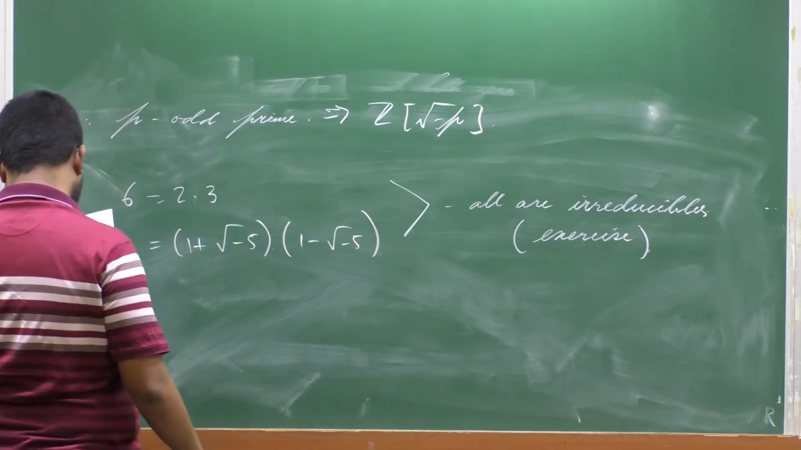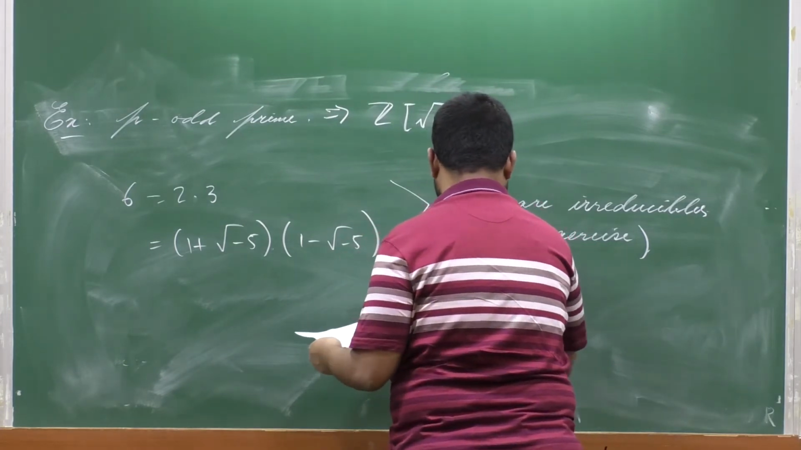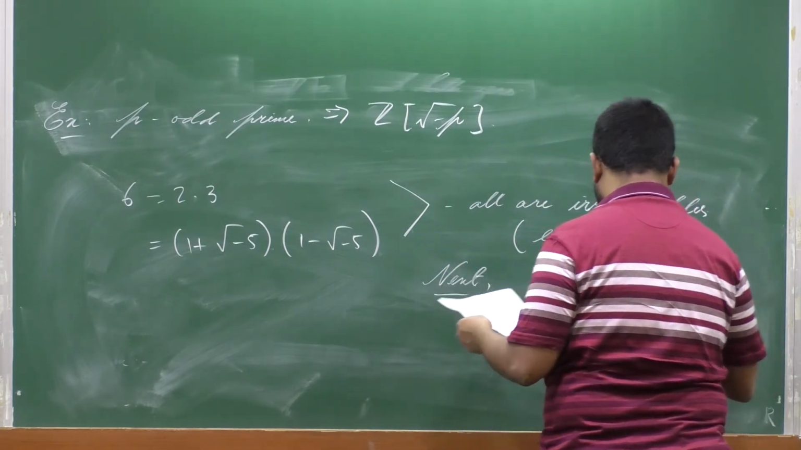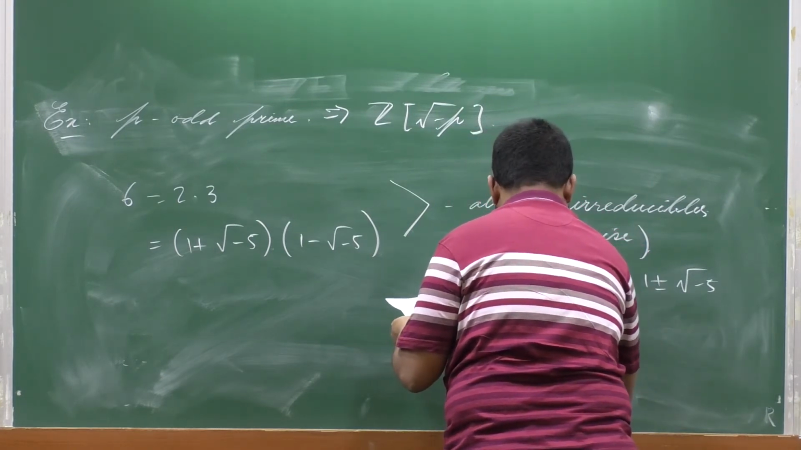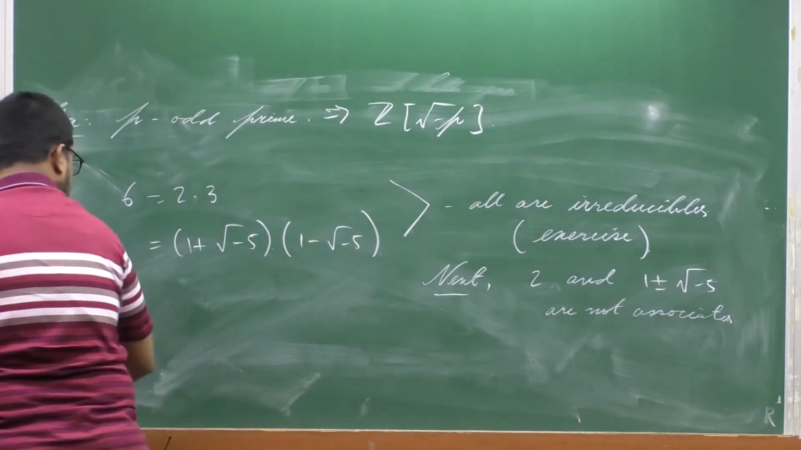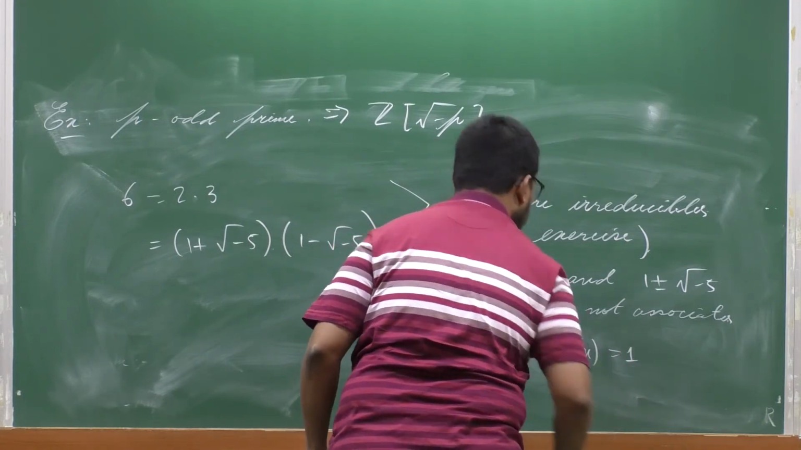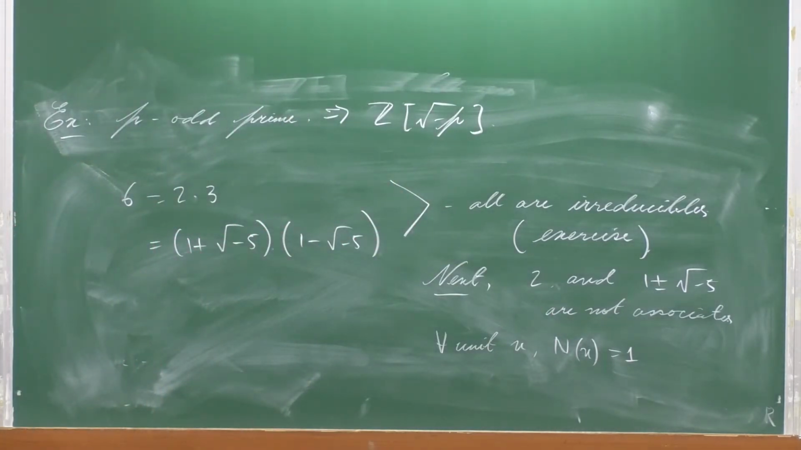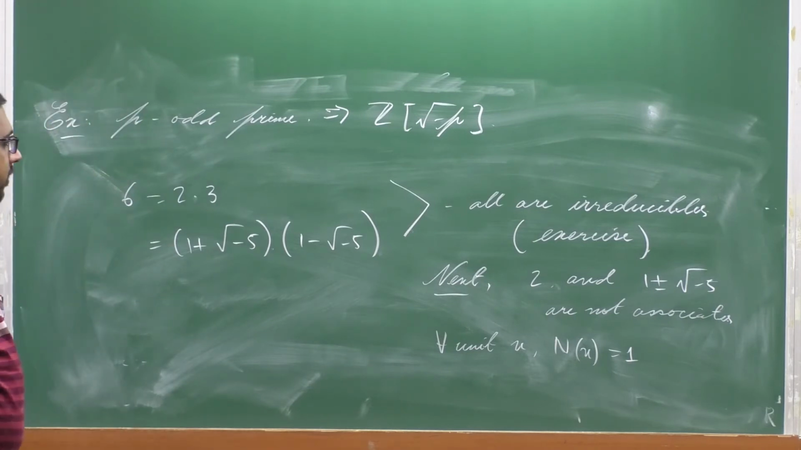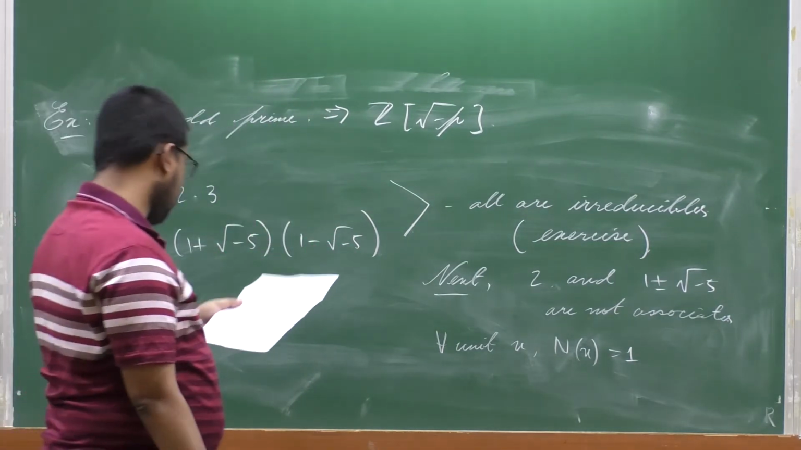And once it is there, we can go to the next step. So this is just showing from the definition. Next step, show 2 and 1 plus √-5 are not associates. That is actually easy, because for any unit u, N(u) has to be 1, that is quite clear. So if two elements are associates, then they must have the same norm, but here you see the norms are easily seen to be different. Alright, so from the definition itself you can also show Z[√-5] is not a UFD.